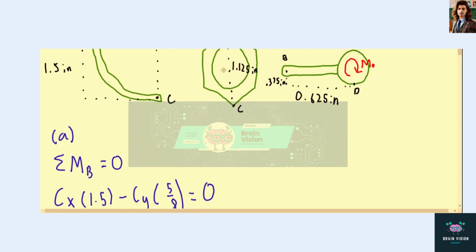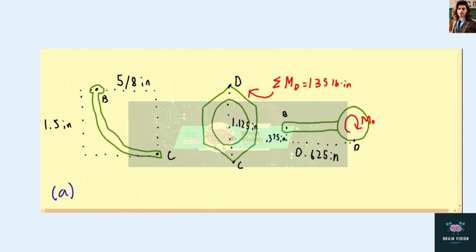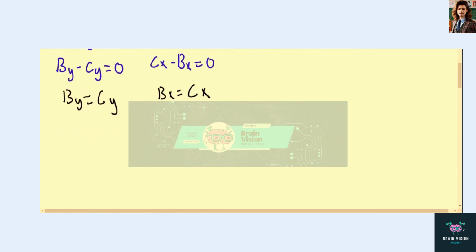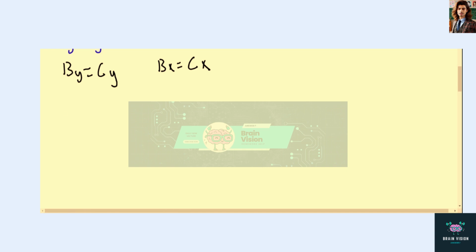So we're now going to look at the free body diagram of the nut. From the nut, we can say that the sum of forces in the x direction is equal to 0. And we can write it as C of x minus the x component of the force at D is equal to 0. And then we can say that C of x is equal to D of x.